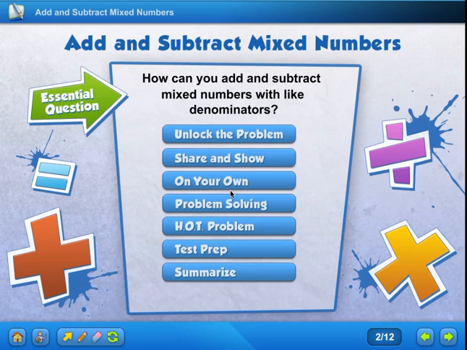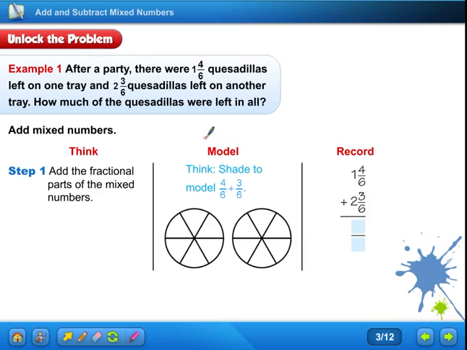Remember, the denominator is the bottom number, and the song goes, if the bottoms are the same, add your tops. If your bottoms are the same, subtract your tops. So as long as the bottom number is the same, you can always add and subtract them. Today we're going to learn how to do it with mixed numbers though. All right, so the first question.